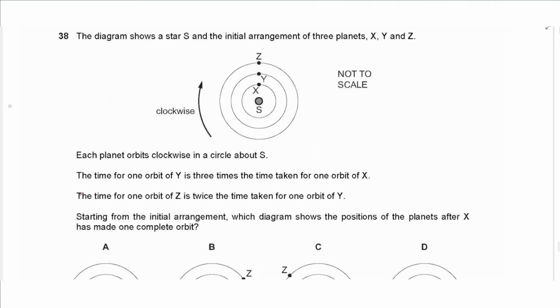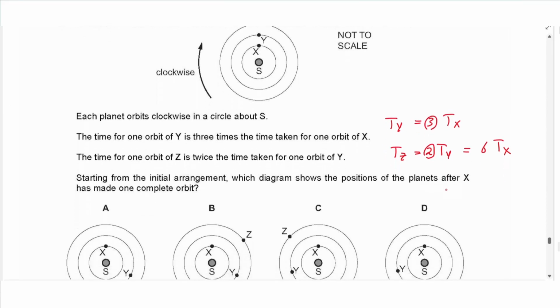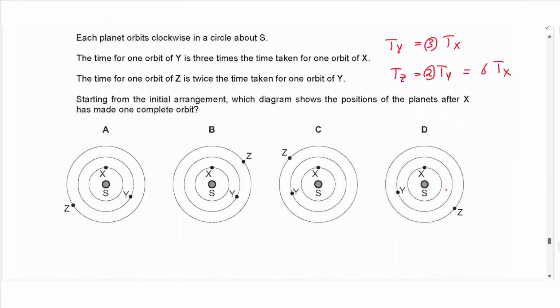Question 38 says the diagram shows a star S and an initial arrangement of 3 planets X, Y, and Z. Each planet orbits clockwise in a circle about S. The time for one orbit of Y is 3 times the time taken for one orbit of X. The time for one orbit of Z is twice the time taken for one orbit of Y. So Ty is 3 times Tx and Tz is 2 times Ty, which is 6 times Tx. We multiplied 2 by 3. Starting from the initial arrangement, which diagram shows the positions of the planets after X has made one complete orbit.